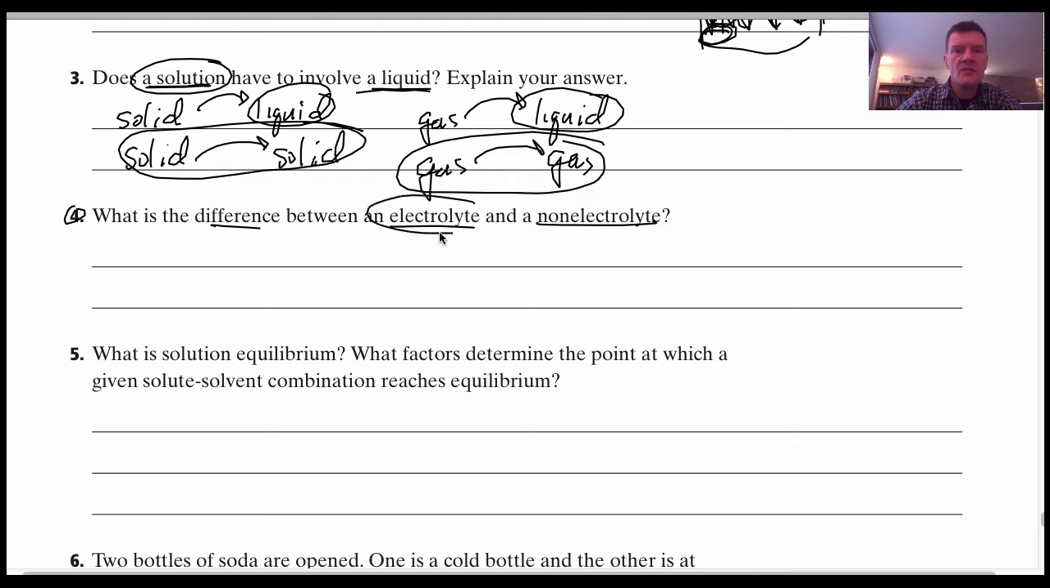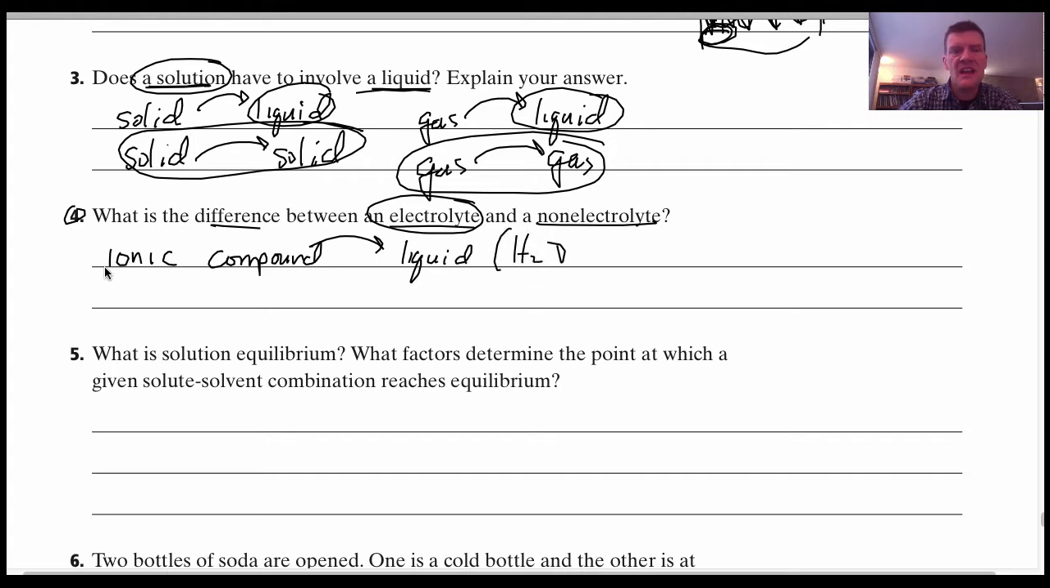When you create an electrolyte, what you're doing is you're taking an ionic compound and you are dissolving that in some solvent, usually like water. Okay, that's going to go into, let's say, some liquid water.